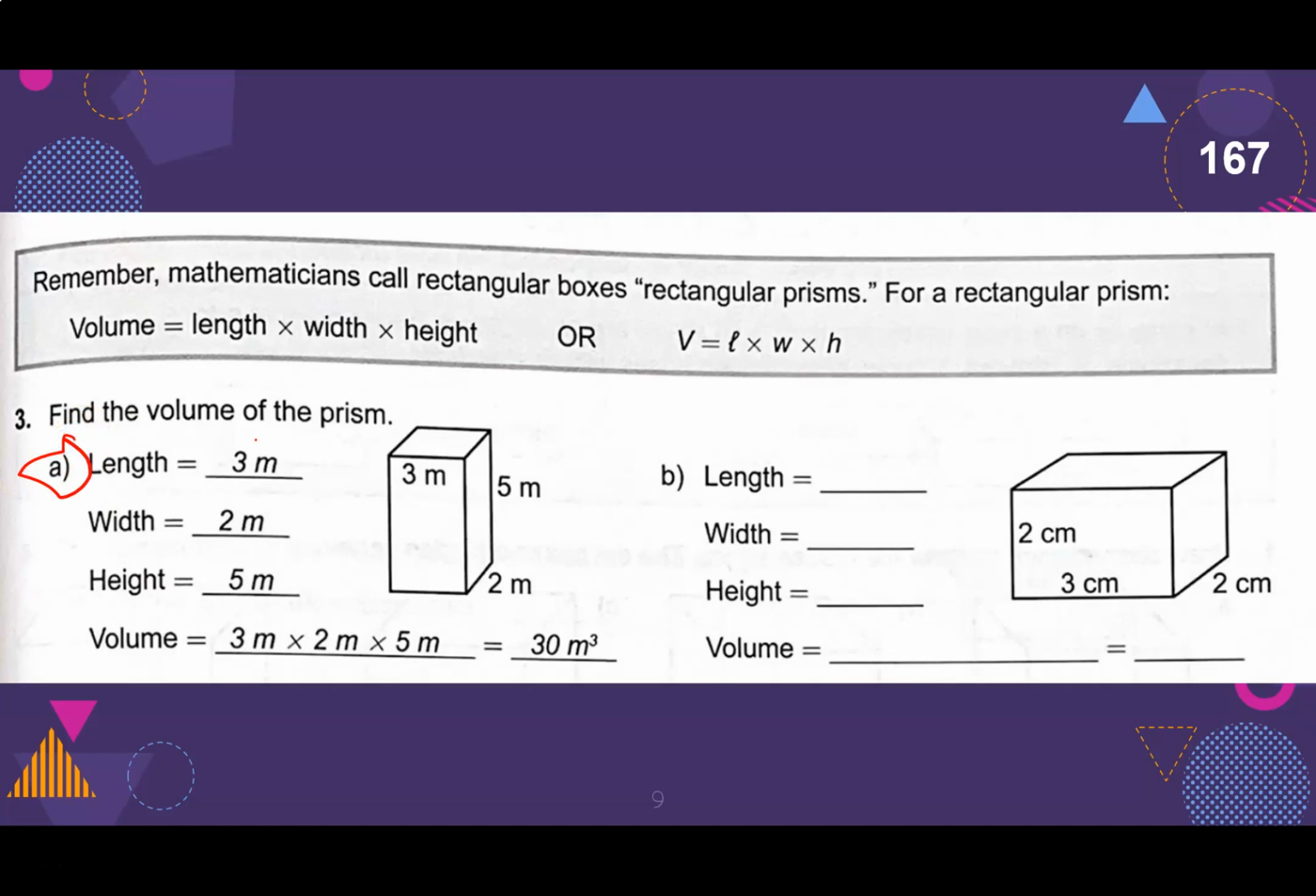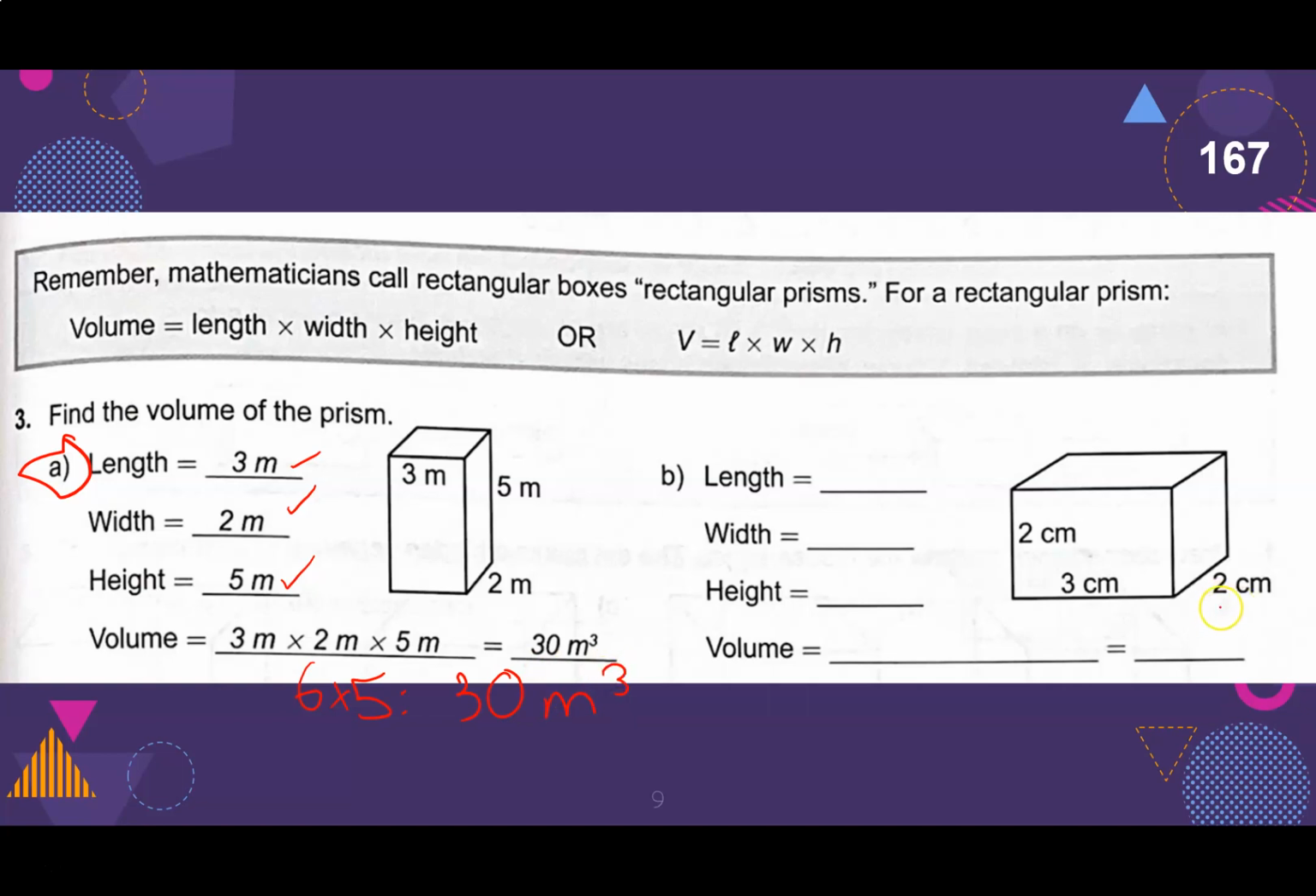You can see the length is 3 meters. The width is 2 meters and the height is 5. We simply multiply all 3 numbers together. 3 times 2 is 6. 6 times 5 is 30. And don't forget your units, meters cubed.